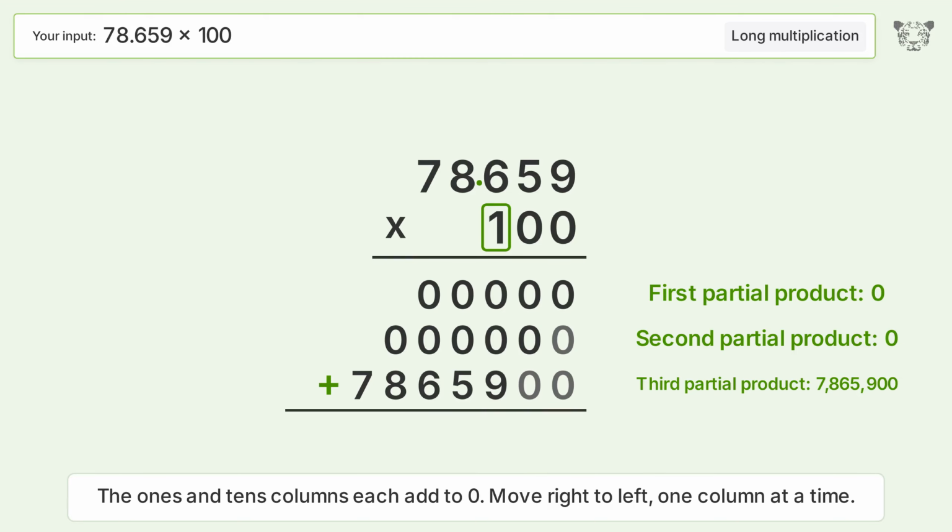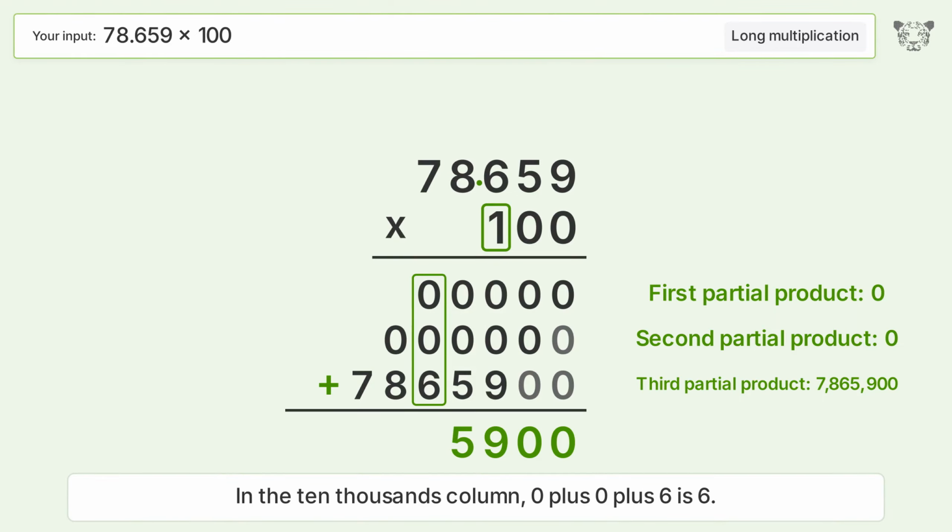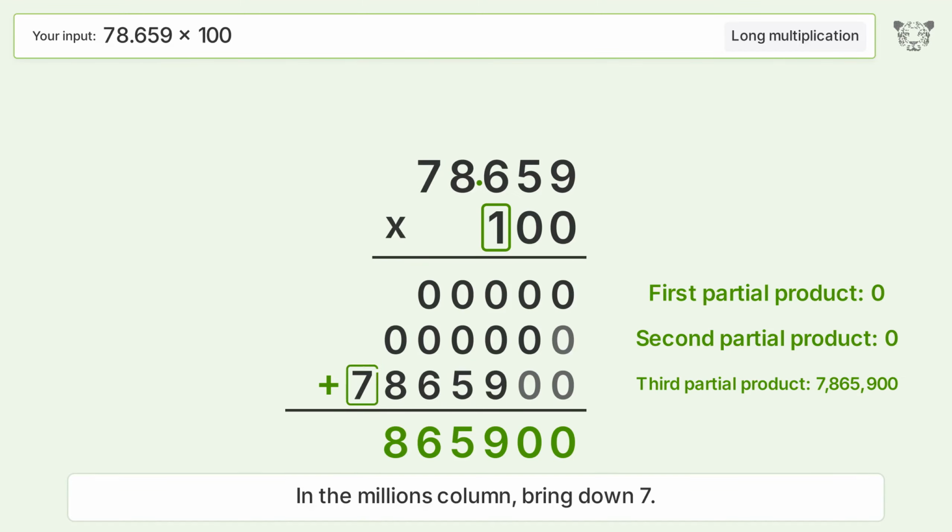The ones and tens columns each add to 0. Move right to left, one column at a time. In the hundreds column, 0 plus 9 is 9. In the thousands column, 0 plus 5 is 5. In the 10,000s column, 0 plus 6 is 6. In the 100,000s column, 0 plus 8 is 8. In the millions column, bring down 7.